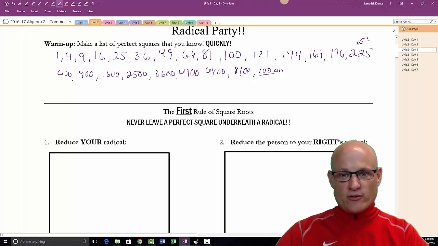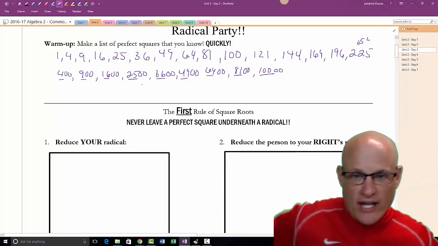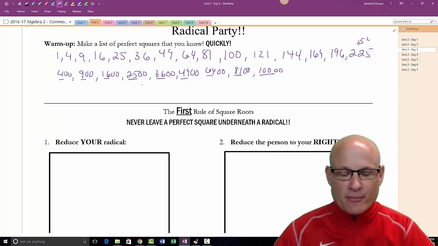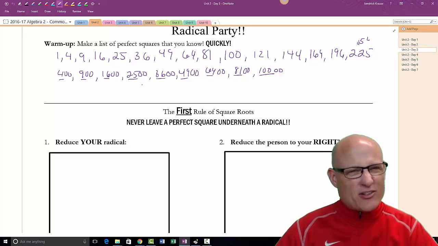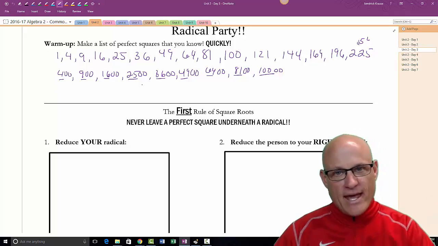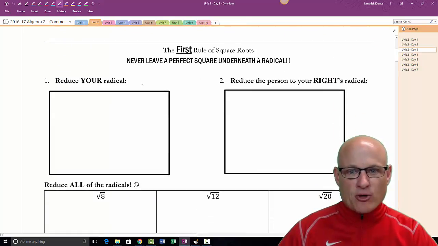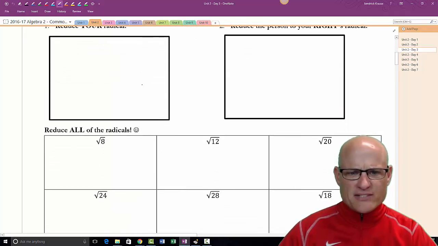Notice it's just 100, 81, 64, 49, 36, 25, 16, and all the perfect squares, okay? So you should have a real good handle of what perfect squares are. If I say, what's the square root of 37, you'd be like, dude, I don't even know. It's a little more than 6, but I have no idea. But if I say, what's the square root of 64, 8 should pop into your head. All right, so never leave a perfect square under a radical.